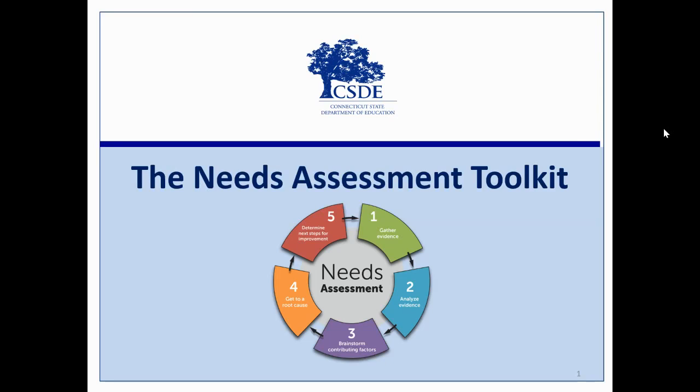Welcome to Part 5 of the CSDE Needs Assessment Toolkit, Determine the Next Steps for Improvement. This toolkit is designed to guide districts and schools through the process of deeply examining evidence to determine the priority concerns, understand the contributing factors, and uncover root causes. The use of this toolkit can help your team align the work to the needs of your community and leverage the strengths of your organization in order to support equitable outcomes for students.